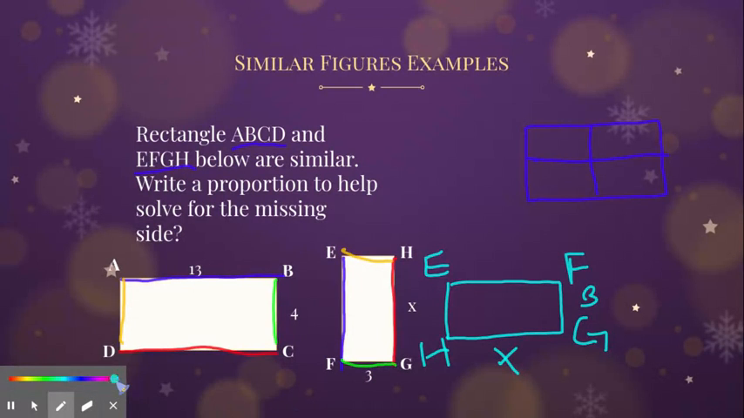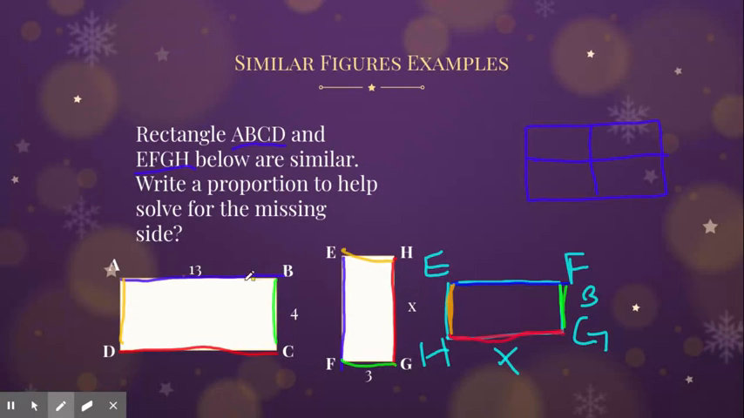Okay, and then we're going to color code them again. The red was C and D, so that should be the bottom. There we go. And then the blue was A and B, so that's the top. The green was B and C, that's the right side. And then the orange was A and D, so that's the left side. Okay, so now we have it all color coded. So let's look at this.